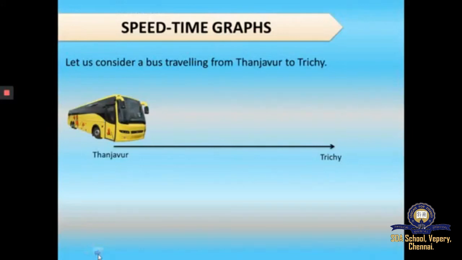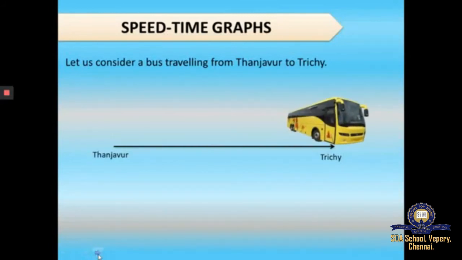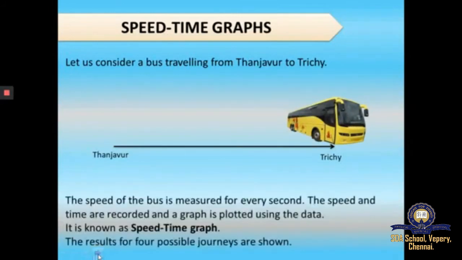Next we will see speed-time graphs. Let us consider a bus traveling from Tanjore to Trichy. The speed of the bus is measured for every second. The speed and time are recorded and a graph is plotted using the data. It is known as the speed-time graph. The results for four possible journeys are shown.